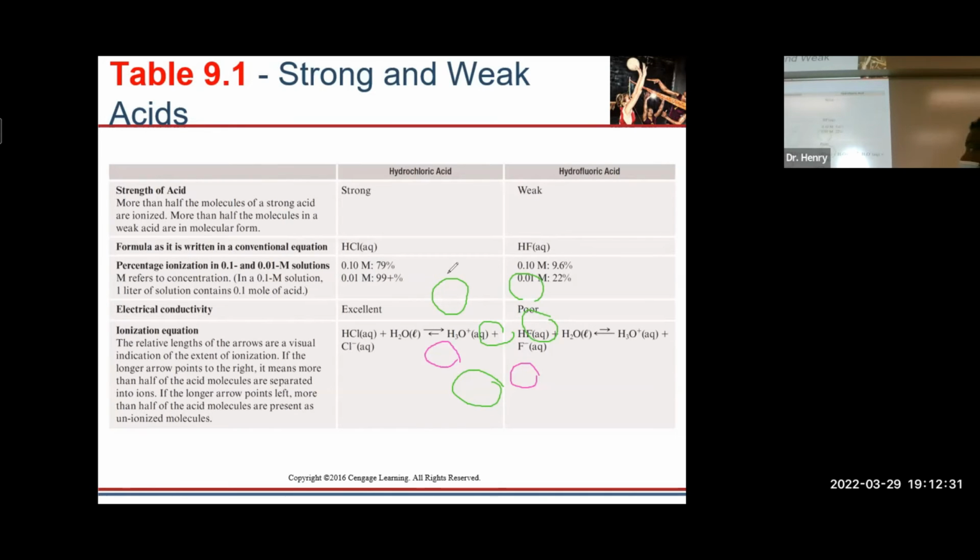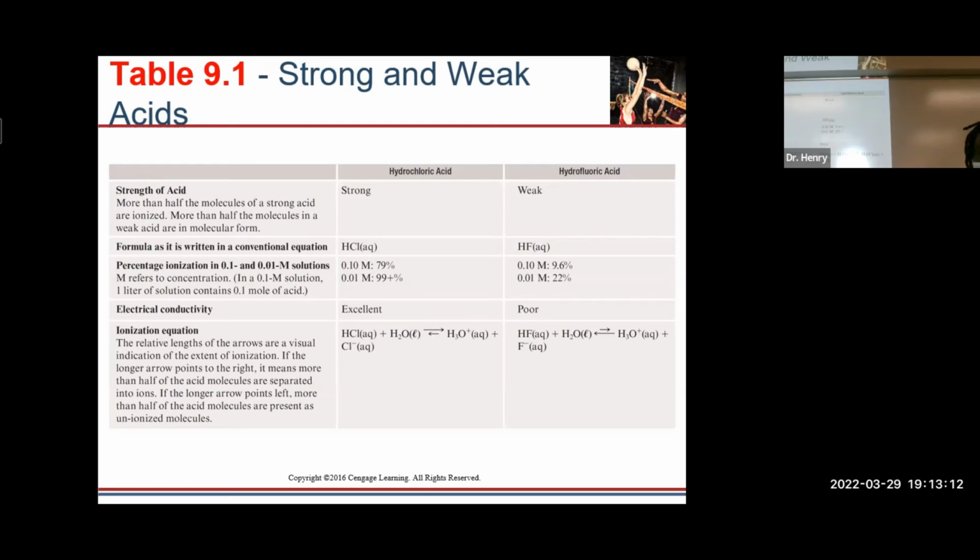That's ionized. If we look at hydrofluoric acid, when it's really packed, only 9.6% is ionized. So very, very little is going to be ionized. If we dilute that, we get 22%, but still 22% compared to 78% that's still connected. That's a huge difference. So hydrochloric acid is going to be good at conducting electricity, and hydrofluoric acid is going to be poor at conducting electricity.